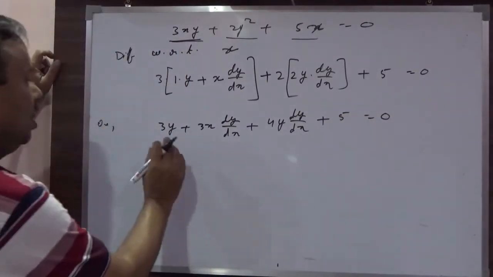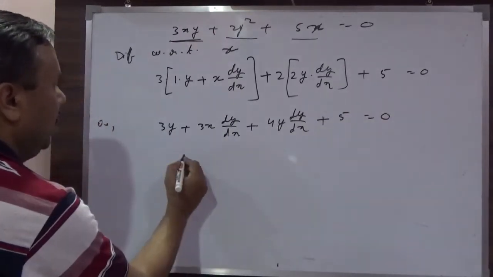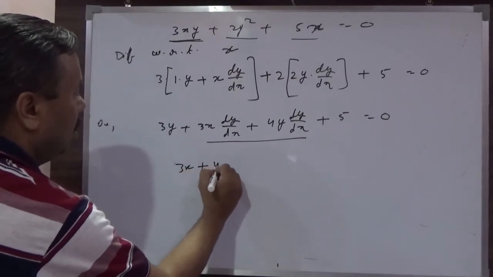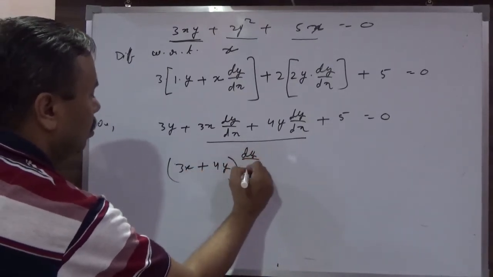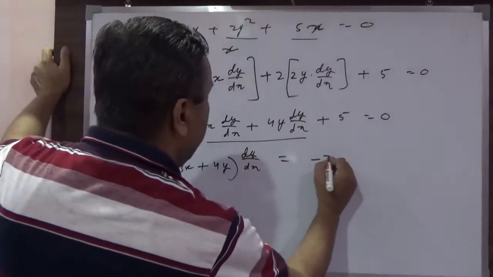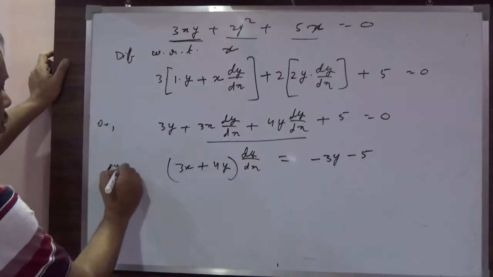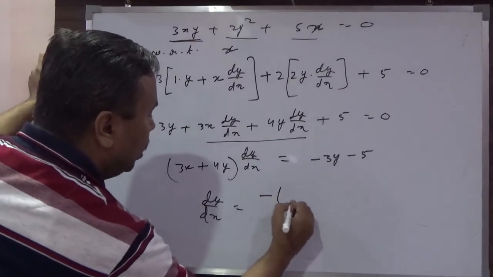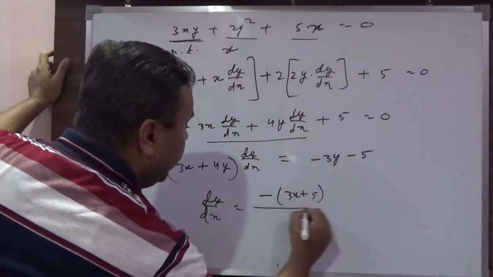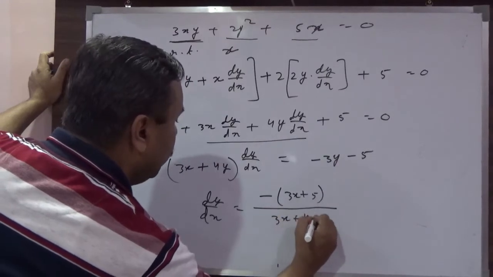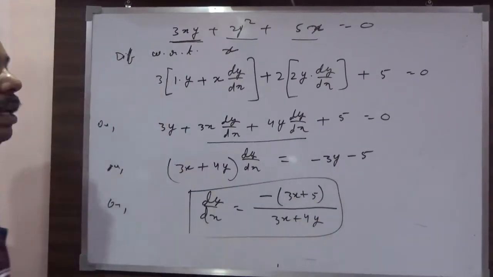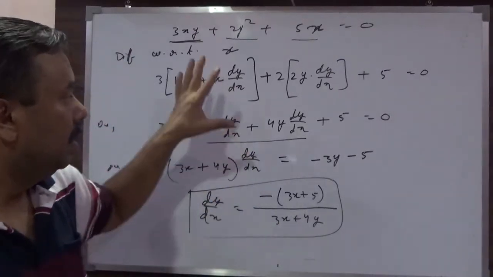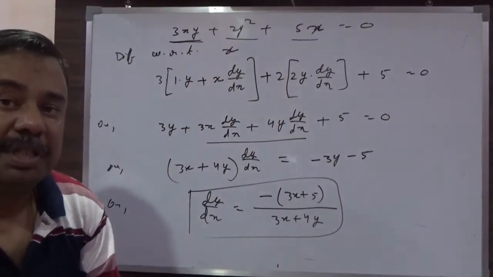Now this 3y and 5 will be taken to the other side, and from these two I will take dy by dx as common, minus 3y minus 5, or dy by dx will be minus 3y plus 5 divided by 3x plus 4y. This will be the differentiation. So this is how we can differentiate an implicit function.